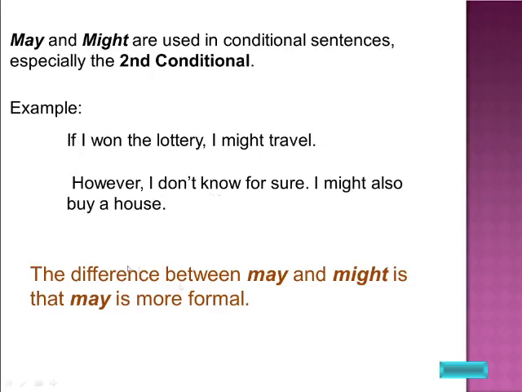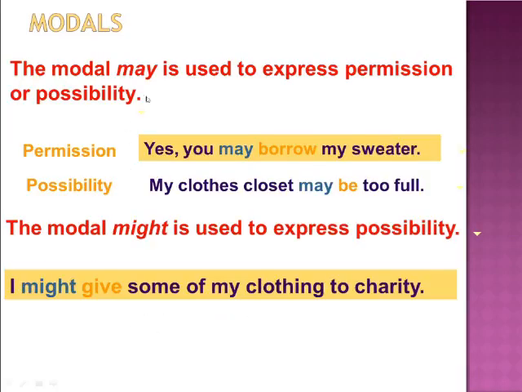The difference between may and might is that may is more formal. Might also you can use, but may is more formal. The modal may is used to express permission or possibility. Permission: yes, you may borrow my sweater. My closet may be too full. Closet means here not the cupboard. Okay, closet, cupboard. My closet may be too full.